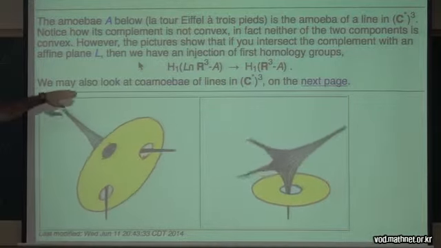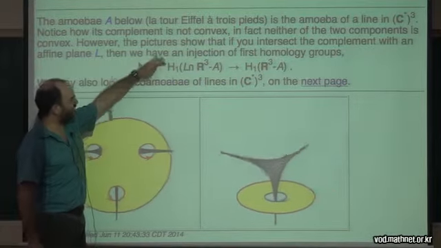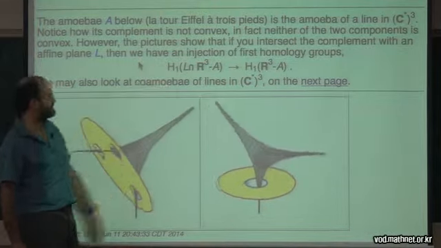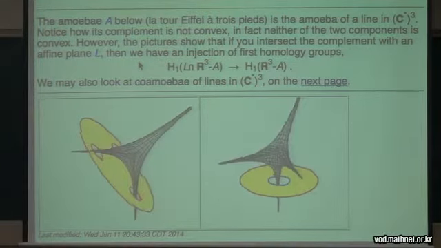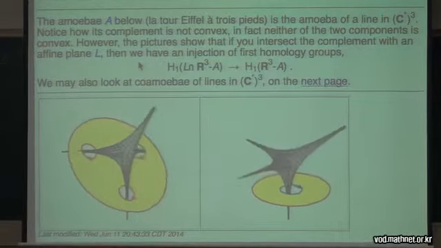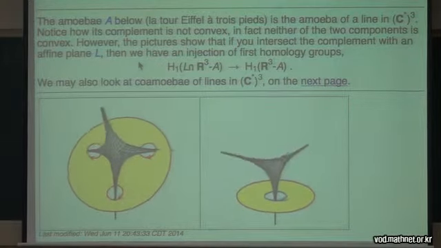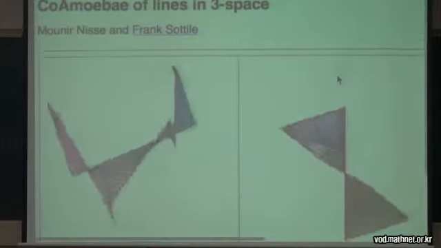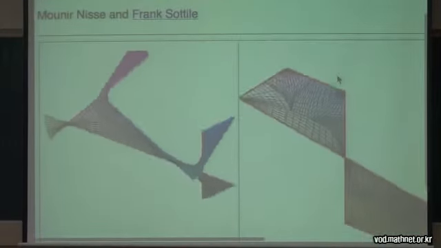Okay, so what we have here is there's an injection of these first homology groups. I don't put reduced homology on there because reduced only matters in dimension 0. Okay, so that's an amoeba of a line, and let's go to the next page, and these are coamoebas of lines.